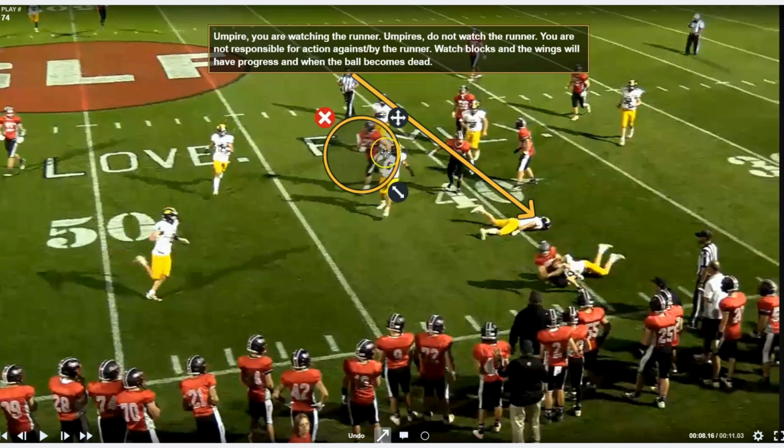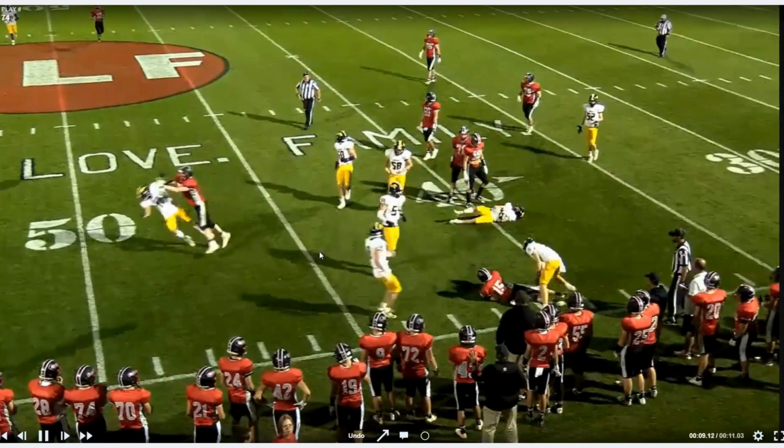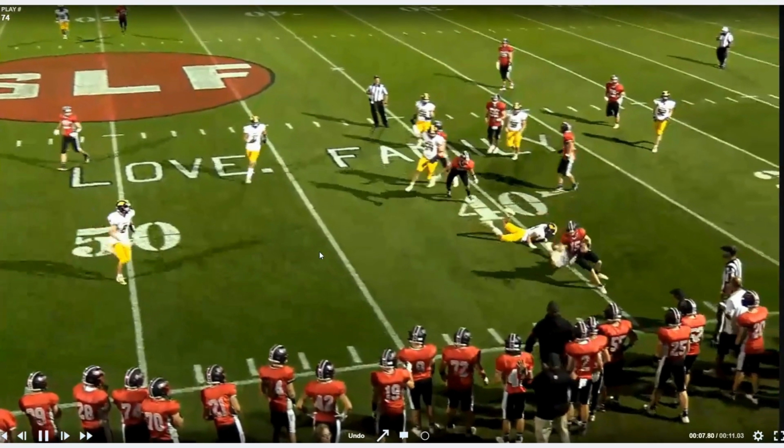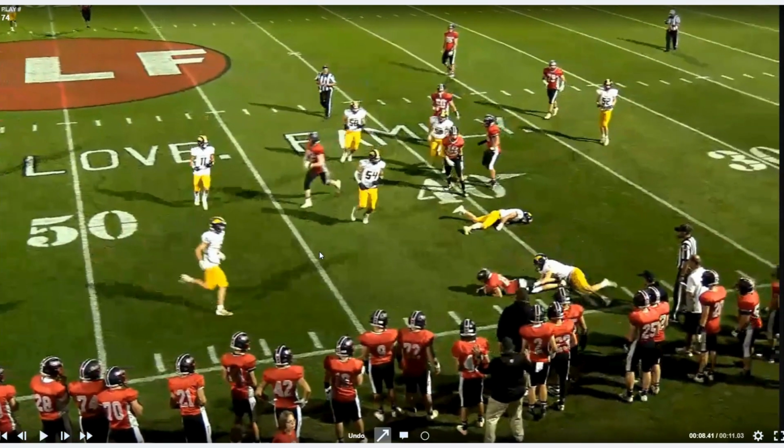So if you are open in your vision, you're going to see this guy going. Everyone else is starting to slow down, and we got a player who's starting to speed up and go faster. So just take a look at this block, and then we'll go back in slow motion. Okay, that has got to get our attention. Okay, again, we don't need to see that as an umpire.